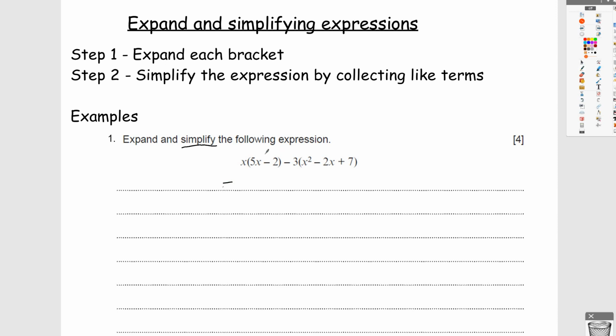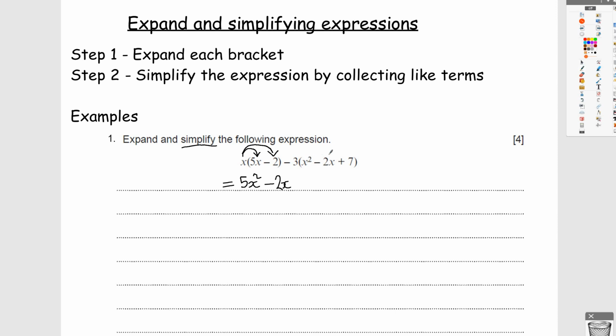So this first bracket, we've got x multiplied by 5x. Remember, brackets mean multiply. X times 5x is 5x squared. Then we need to do x multiplied by minus 2. Positive times negative is a negative. X times 2 is 2x. So that's that bracket expanded.